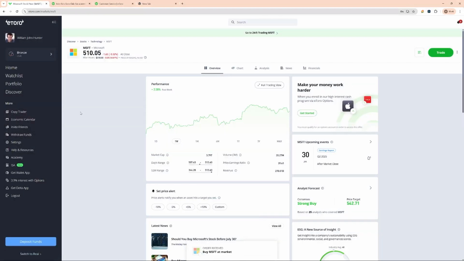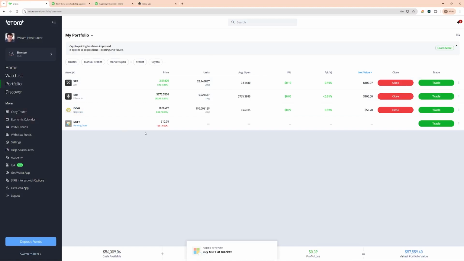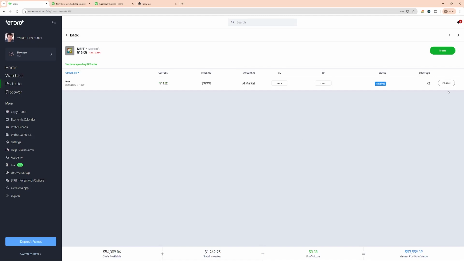It's confirmed order of the receipt here. And if I go to my portfolio, we can see that's currently queued up. The market is closed right now because it is the weekend. If I want to go ahead and cancel that, I can do here.